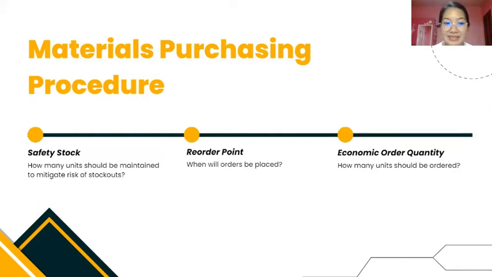And then, lastly, there's also a question on how many units we should order that will give the company the lowest ordering and carrying cost. Okay, and that will be answered by computing the economic order quantity.